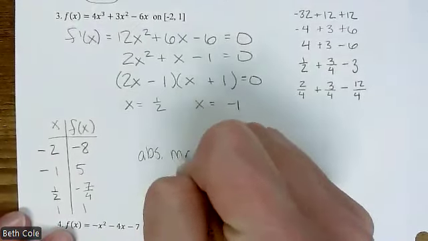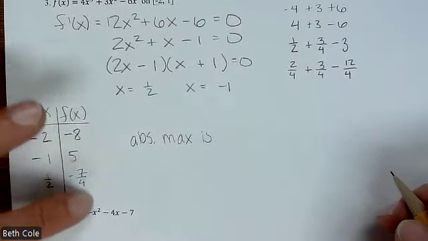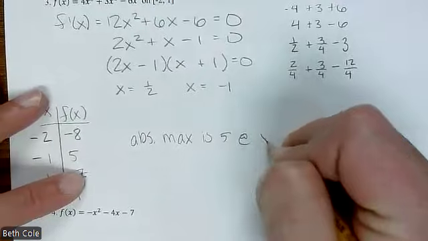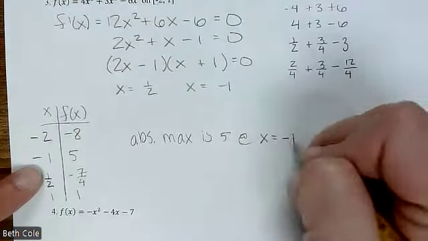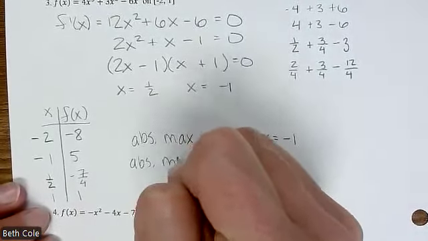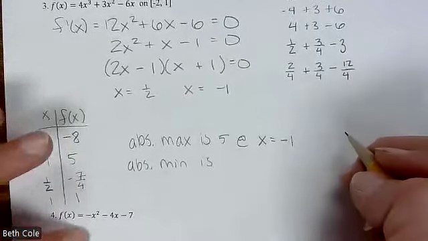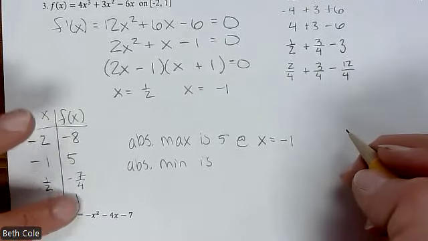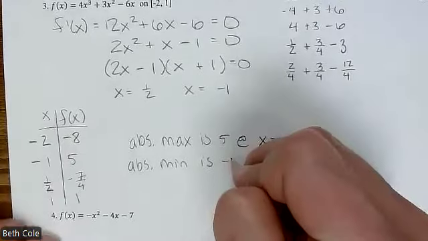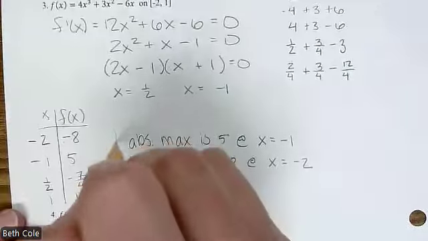Your absolute maximum is which one of these numbers? What is the biggest number that we got? 5. At x equals -1. No, and I'll explain why in a second. And then your absolute minimum is the lowest number we got. The lowest result. Yeah, -8, good. At x equals -2. That's your answer.